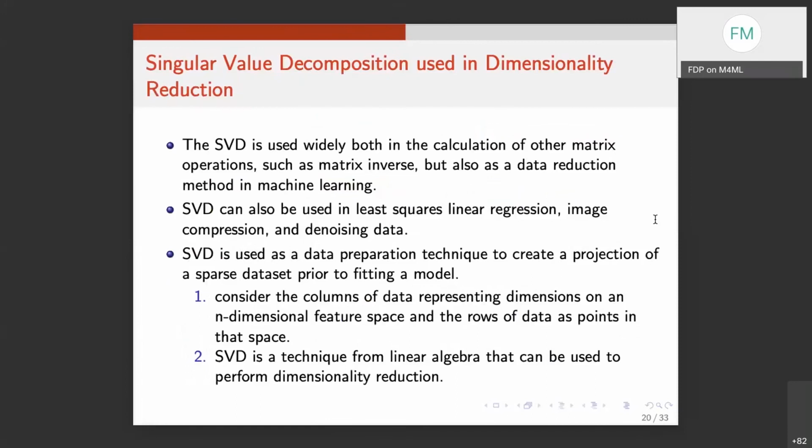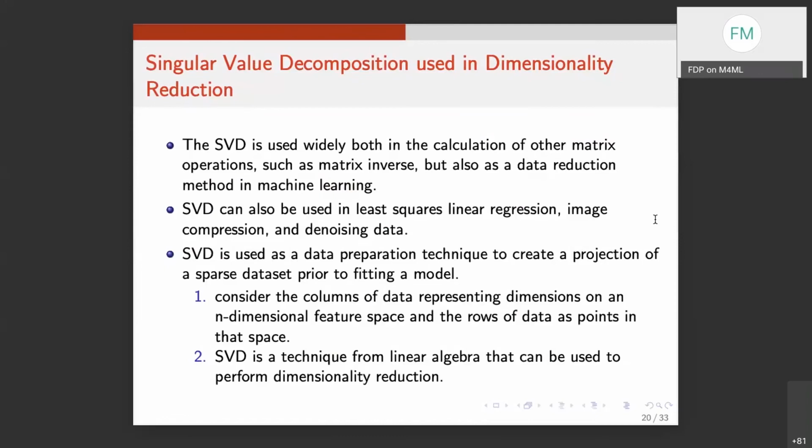Where do we use this? So before going to the example, how to decompose this? Okay. So basically, SVDs are widely used in the calculation of other matrix operations like matrix inverse, or also data reduction methods in machine learning, right? And it can be used in least square linear regression, image compression, or denoising the data.